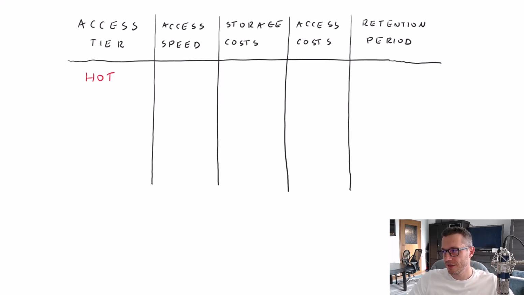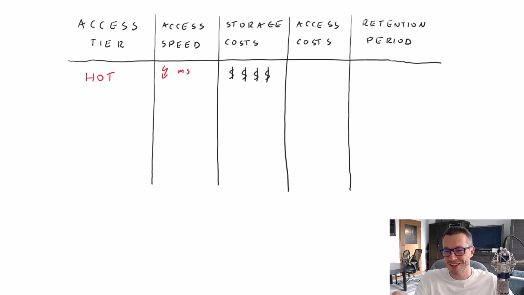And in this case, we can access our data instantly without any delay, like in milliseconds. That's why I drew this lightning. So there's no delay when we have to access our data. However, when it comes to the storage costs, it's the most expensive option. So let me write it like this, those $4 signs, that it is expensive.